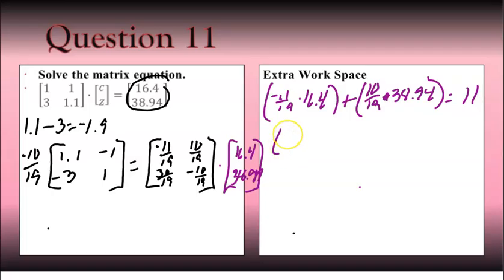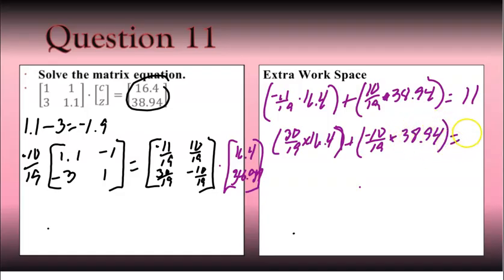And the other one's going to be row 2, column 1. So this would be 30/19 times 16.4. We're going to add to that negative 10/19 times 38.94. And we found that to be 5.4. So this would be our solution. So as a quick review on how you can solve problems with matrices.